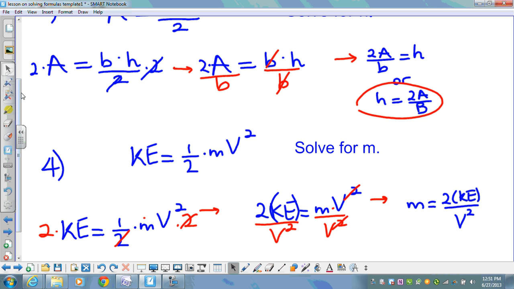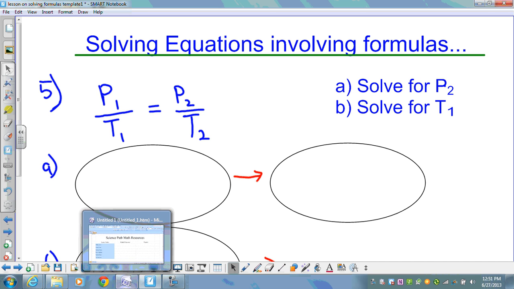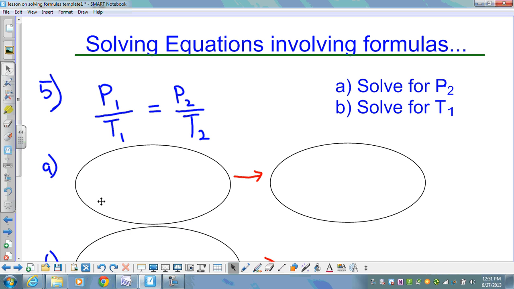All right, next example is an equation you might see in chemistry when you're studying gases. And this is an abbreviated version of a formula that you might see there. So pressure 1 over temperature 1 equals pressure 2 over temperature 2, or P sub 1 over T sub 1 equals P sub 2 over T sub 2. In part A, we're going to solve for P sub 2. And in part B, we're going to solve for T sub 1.